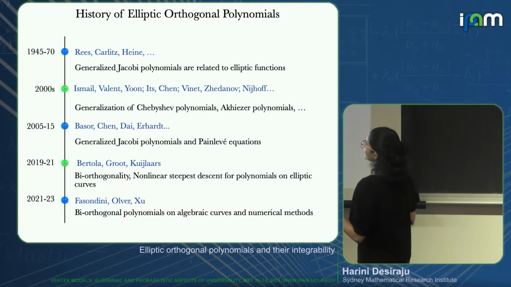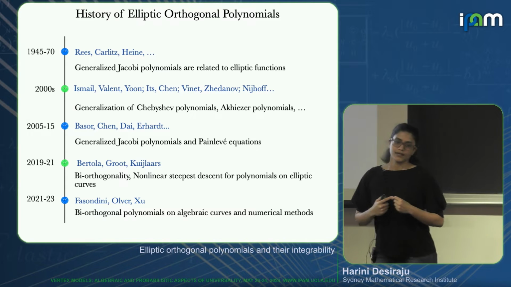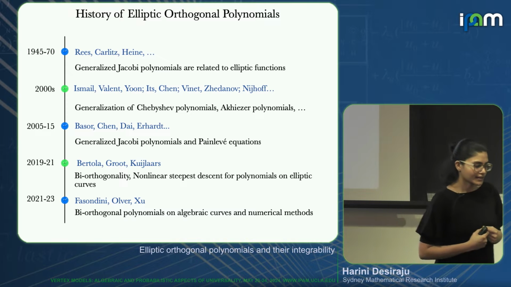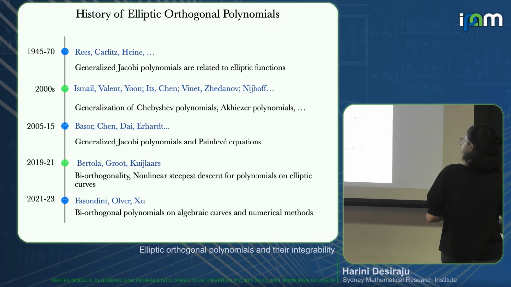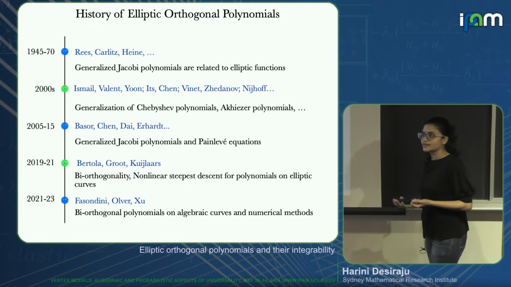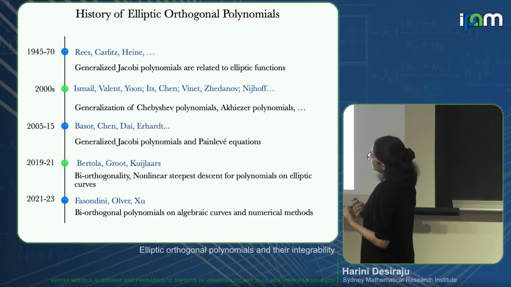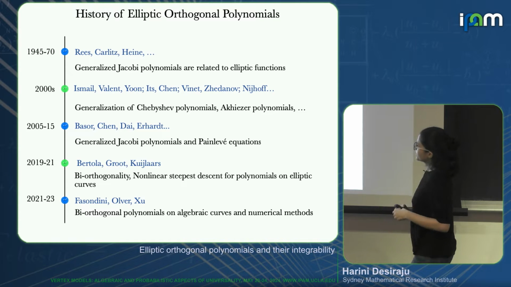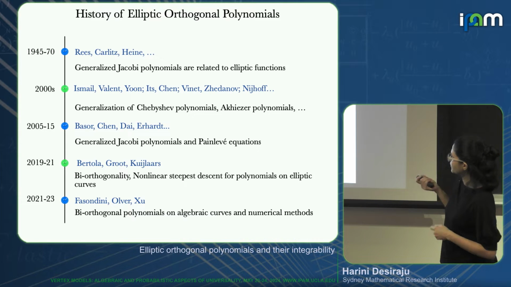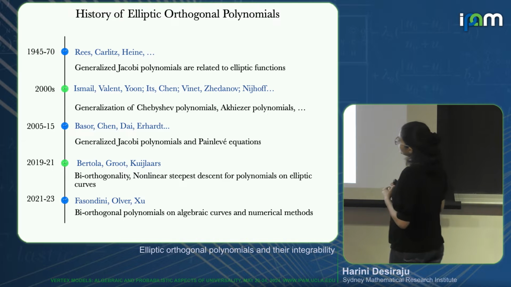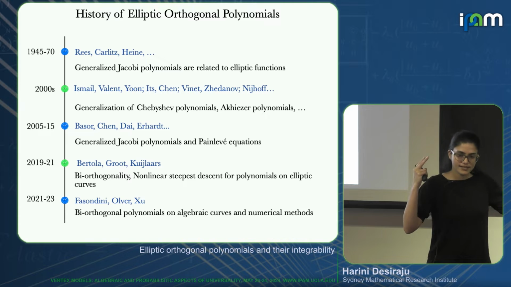The word elliptic orthogonal polynomial was actually first coined by Ries way back in 1945. What they were observing is that you have some polynomials, in particular generalized Jacobi polynomials, and they observed that these had something to do with elliptic functions. And so they called them elliptic orthogonal polynomials. Since then, there was a lot of work by Carlitz and Jaime between 1945 and 1970, where they started seeing many other functions that had ellipticness in them.